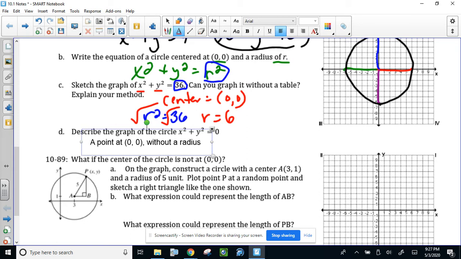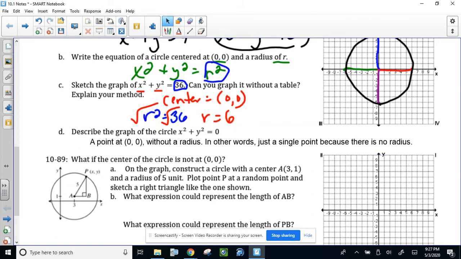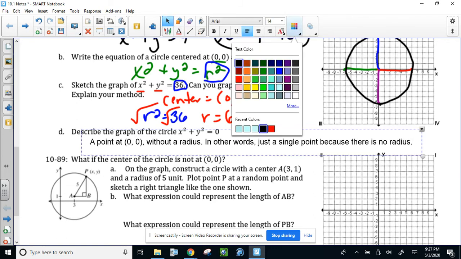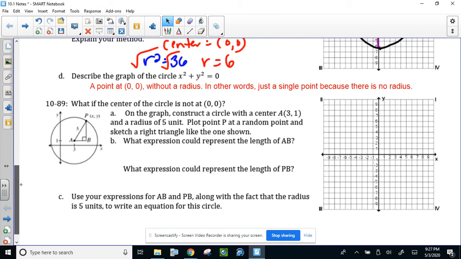So in other words, just a single point, because there's no radius. And that's really all that is. So what does it look like? It looks kind of like that. Let's do red. There we go. Red just jumps out of the screen a little bit better.